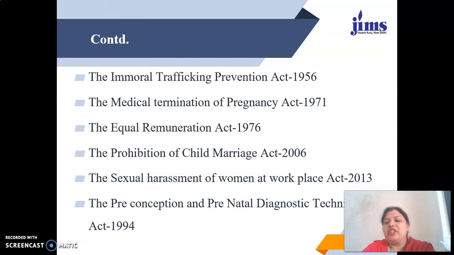The Prohibition of Child Marriage Act 2006. According to this act, if a girl is below the age of 18, one cannot ask her to get married, or no one can forcefully do the marriage of that girl or a boy. The Sexual Harassment of Women at Workplace Act 2013. That act prevents women at their workplace from being sexually harassed. The Preconception and Prenatal Diagnostic Technique Act 1994. According to this act, no one can detect the sex of the child in the womb of the mother, whether the fetus is a girl or a boy.